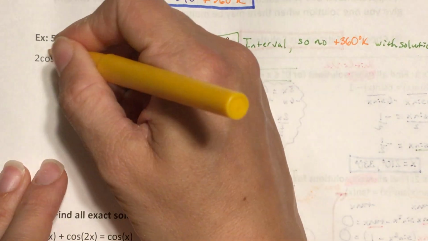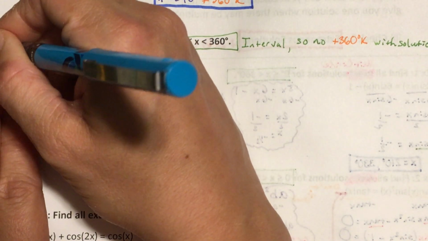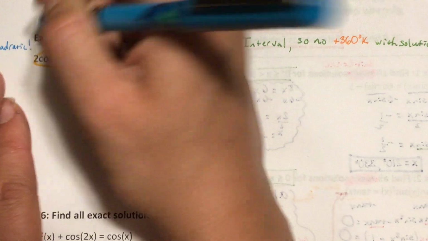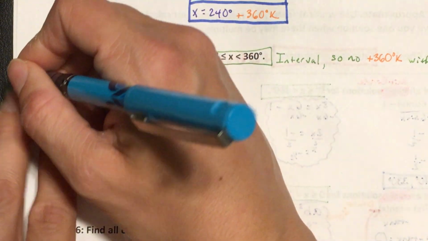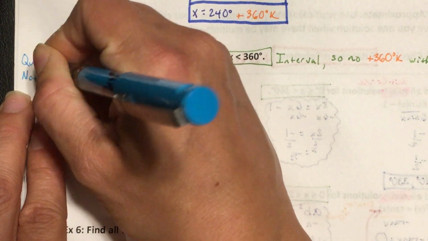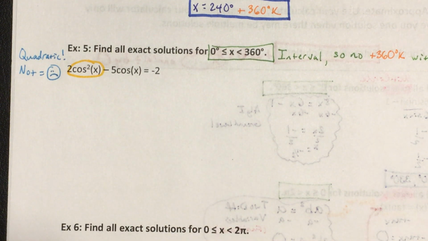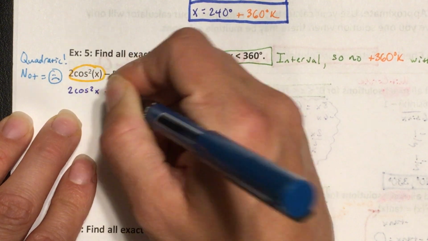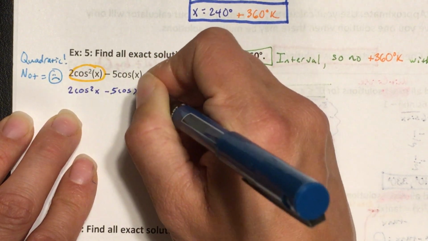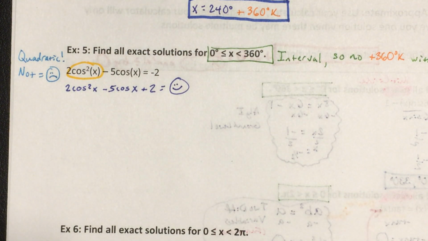The first thing that should jump out to us is that cosine squared. So we've got ourselves a quadratic, which pushes us to say we are probably going to have to factor this, but before we factor, it needs to be equal to 0. Is this one equal to 0? Nope, not currently. So since it's not equal to 0, the first thing we're going to do is slide that negative 2 over to the left side, which gives me 2 cosine squared x minus 5 cosine x plus 2 equals 0. Hooray. And now we can factor this.